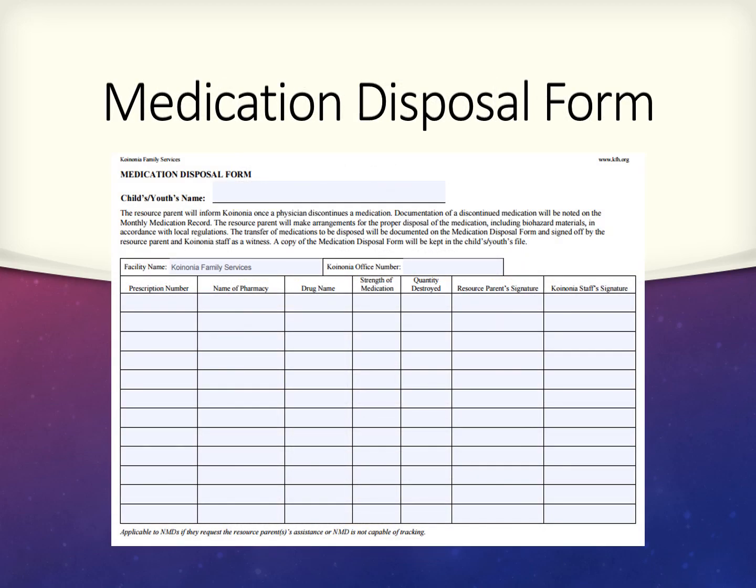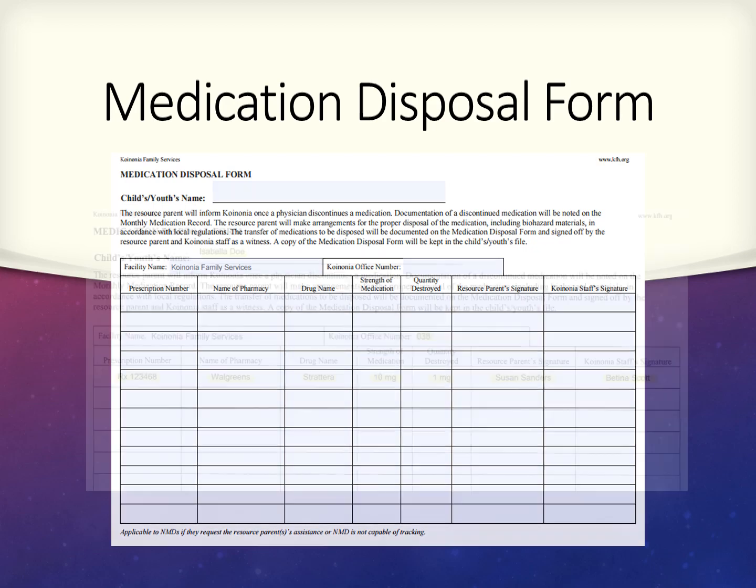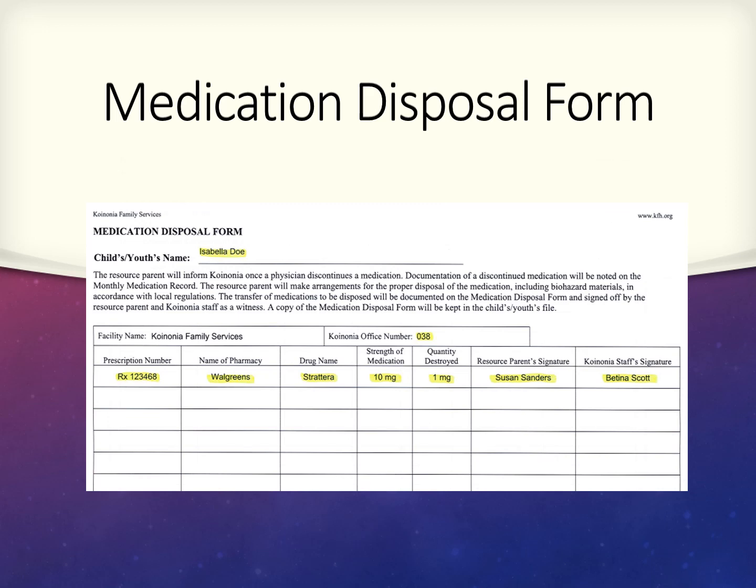The centrally stored medication and destruction record is used to track medication that has to be destroyed. These medications include medication that is expired and also discontinued. The completed centrally stored medication and destruction record must be kept in the child or youth's file at all times. Each highlighted section must be completed and reflective of the information obtained from the prescription.